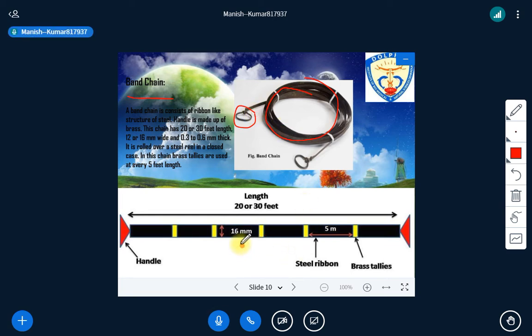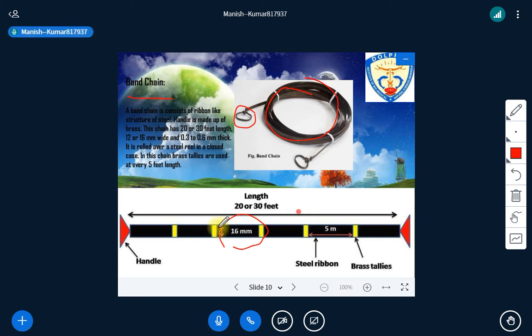As you look at it, this is 16 mm wide, and the length will be 20 or 30 meter, but you also get one that is 12 millimeter wide, right? And the thickness of this tape is around 0.3 to 0.6 millimeter, you are able to get there, right?